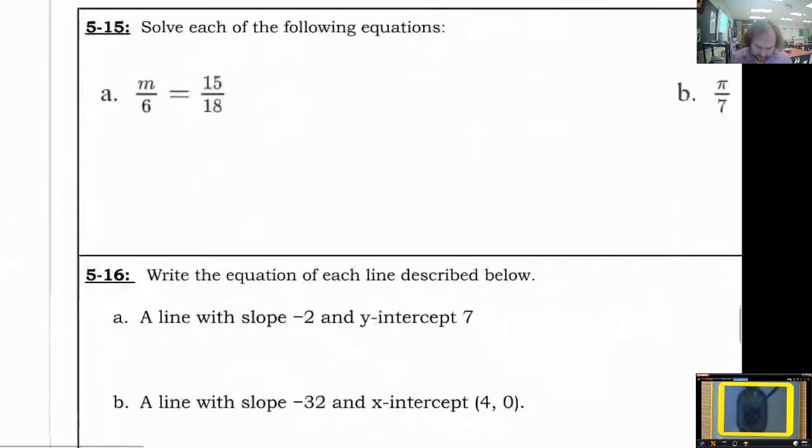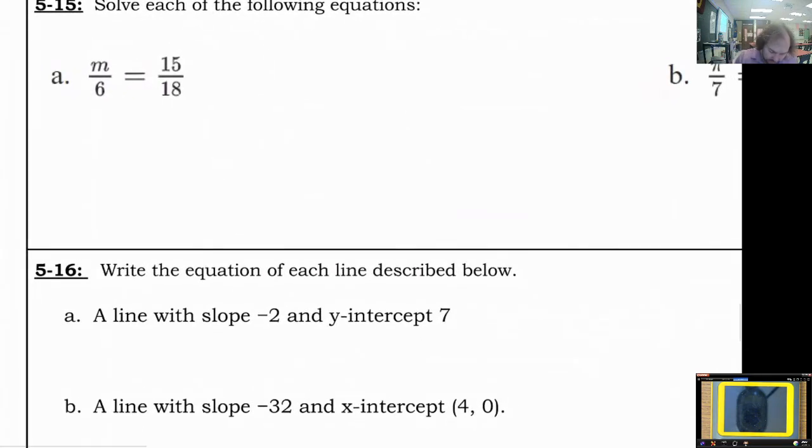Okay, let's keep going. 515 on the next page here. What we got to do is, the best way to solve these problems is to cross multiply, or honestly, maybe a better way is to recognize that 6 times 3 is 18.